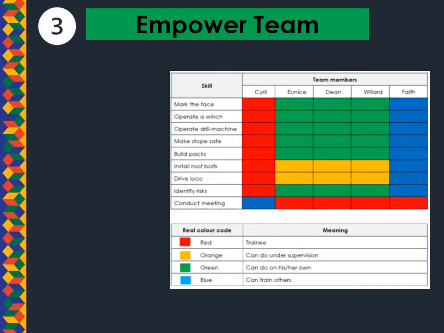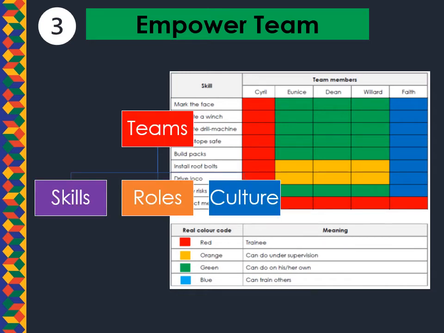Step 3, empower team. And what you are looking at here is a list of the quality of skills possessed by team members. To empower a team, the supervisor needs to ensure the team has the appropriate range and quality of skills. Also, that the team members are placed according to their natural roles, and I'm referring here to personality. And then lastly, the supervisor needs to ensure that the team adopts the appropriate culture or habits.